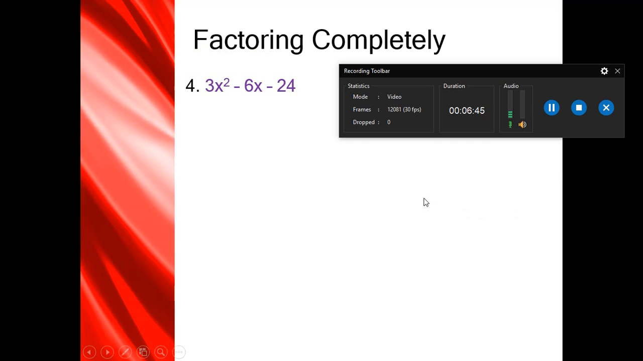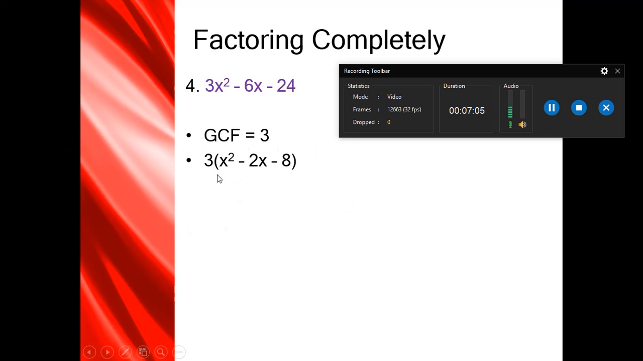In number 4, I have a trinomial. Is there a greatest common factor that can be removed? They all have a factor of 3 in common, so we're going to remove the 3 and then divide each term and see what's left.